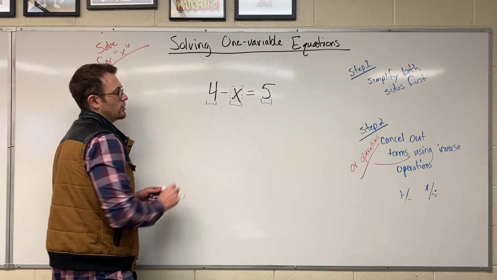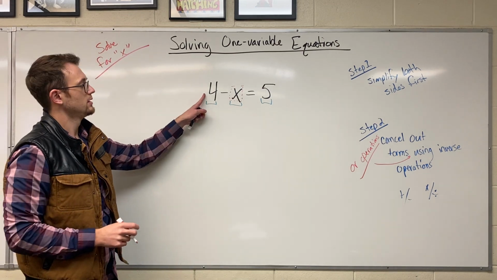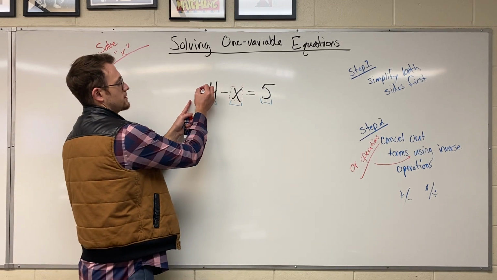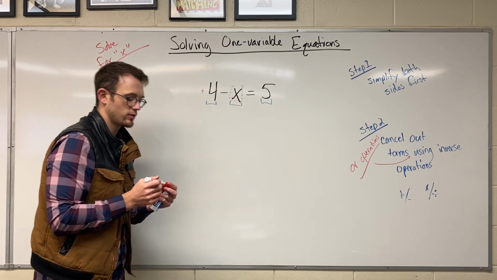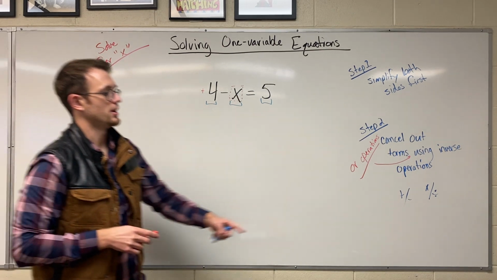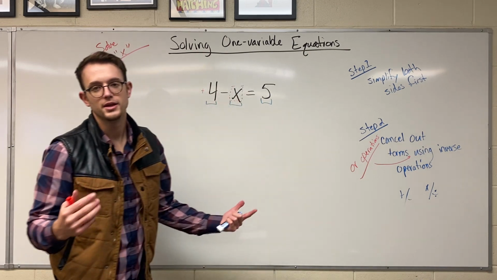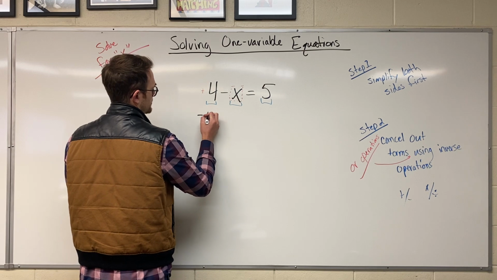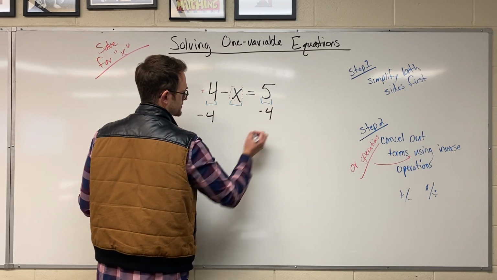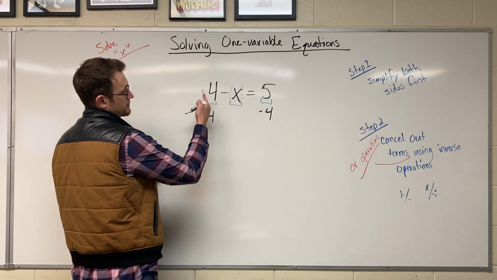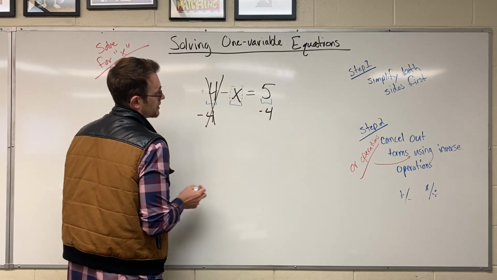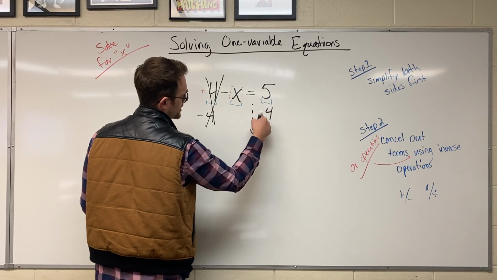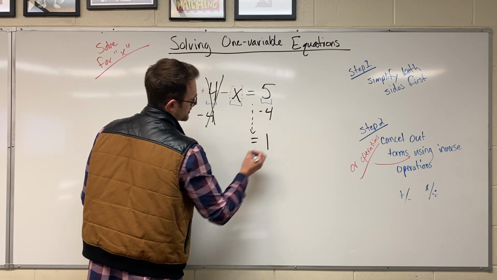So this is a +4. Some students get confused, make it a -4, it's not a -4. There's a little invisible positive right there. That is a +4. So how do I get rid of a +4? I do the inverse. I subtract 4. -4, -4. All right, that cancels out, which is the whole point. Drop my equal sign. Equals 5 minus 4 is 1.